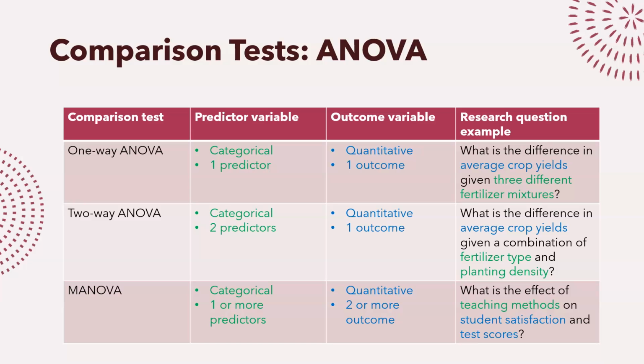Suppose you are studying three different teaching methods for a course. This variable is your independent variable. You also have student satisfaction scores and test scores. These variables are your dependent variables. You can use a MANOVA to determine whether the mean scores for satisfaction and test differ between the three teaching methods.